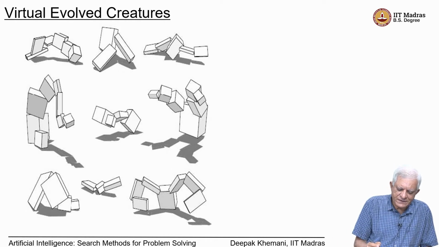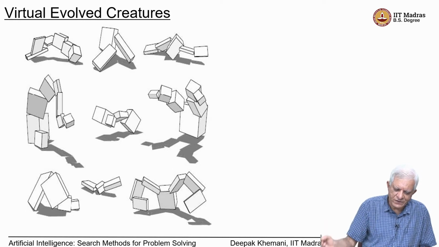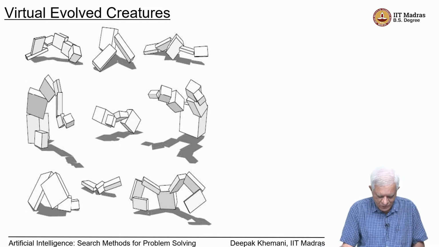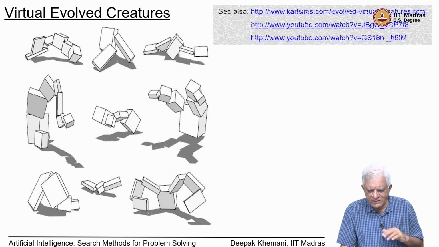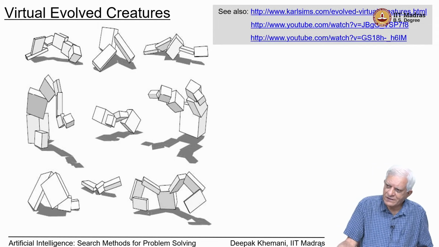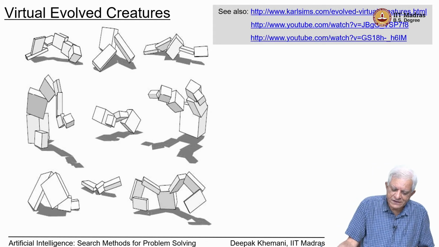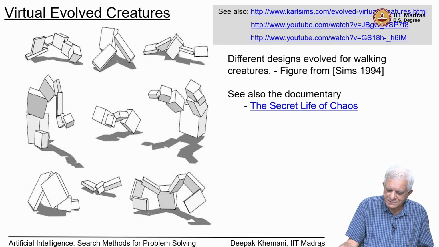Each of them is like a living creature, and each has been evolved for locomotion. He wanted to show how different forms of locomotion are possible. I do not have a video, but I can give you a link to some of these videos where you can see these creatures moving around. Different designs evolved for walking creatures, and this figure is from his paper in 1994.